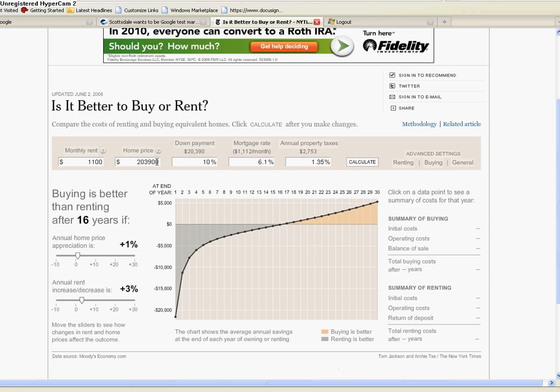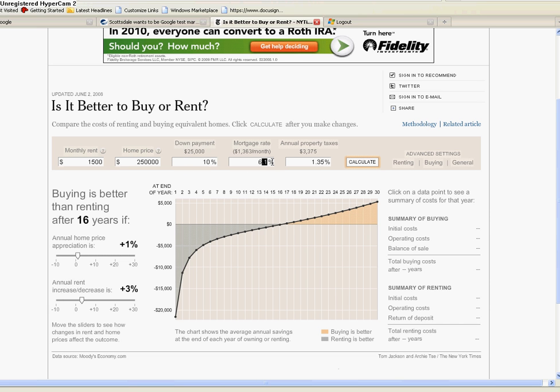And I'm going to compare, let's say we're looking at a home that costs $250,000. So that price would go in here. And we think a similar home could be rented for $1,500 a month. So this is the basic screen here. There are a couple other screens we'll get to in a moment.